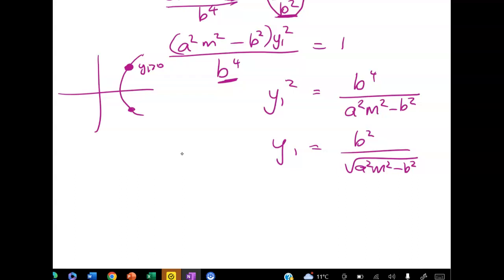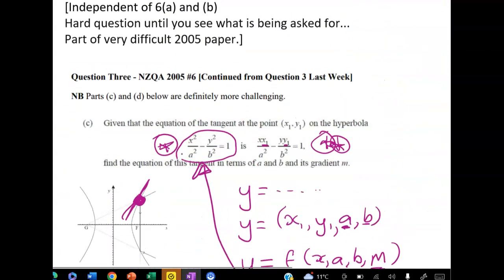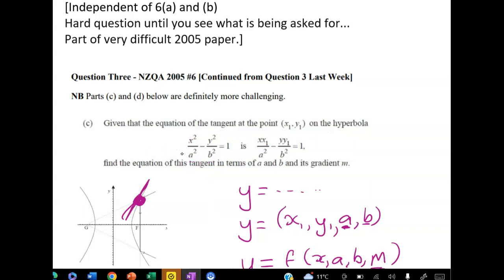Okay, so what do I have? Well, I've got a value for y1, and I've got a value for x1. So let's go back to the start of the question where we had our equation of the tangent to the line. Just clean up this mess. So this line here, this is my tangent, and this is the equation. We've now managed to get both x1 and y1 in terms of a, b, and m. So the last thing left to do is to substitute those into here and then to rearrange.